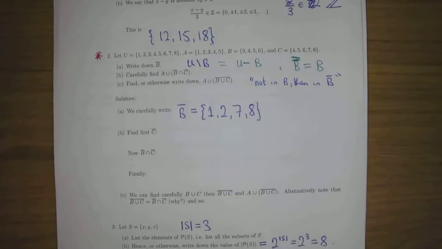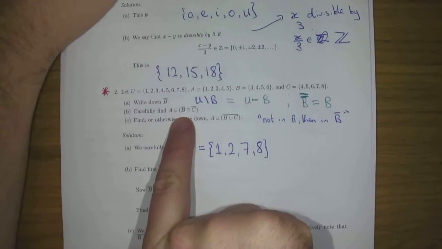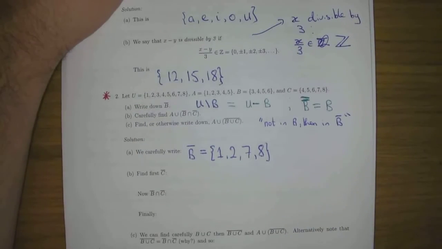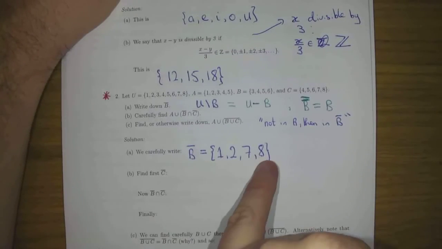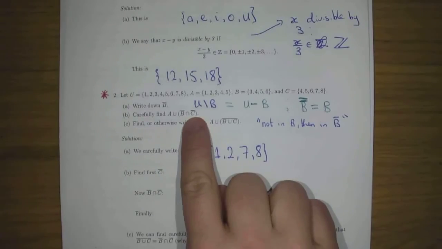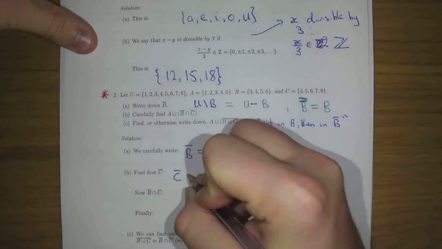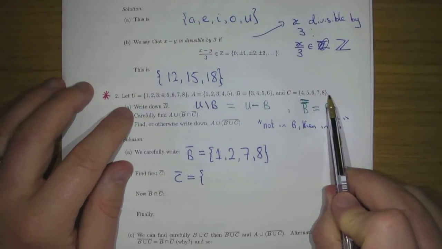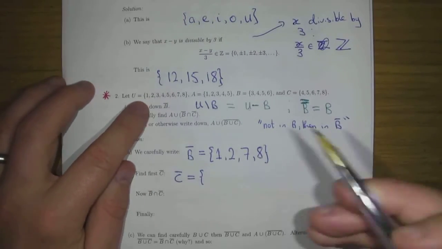Okay. And next thing. Now, there's a temptation here to just write down the answer, but really you should build this up slowly. Okay? We've already found not B, so let's build up slowly. Let's next find not C. So C is 4, 5, 6, 7, 8. So what's not in C is 1, 2, 3.